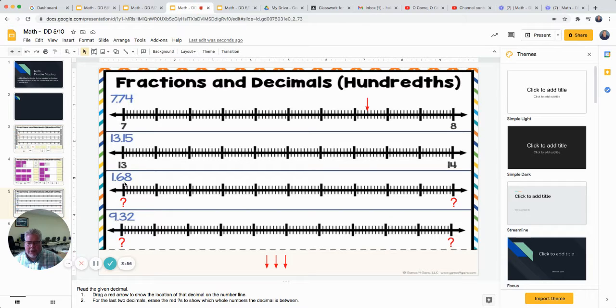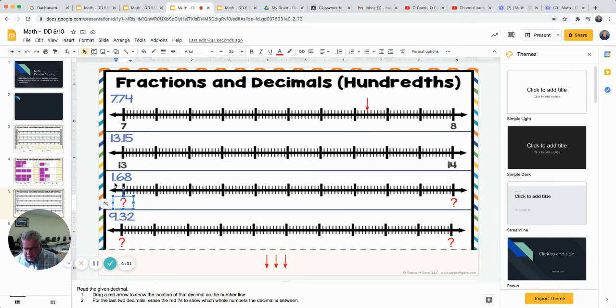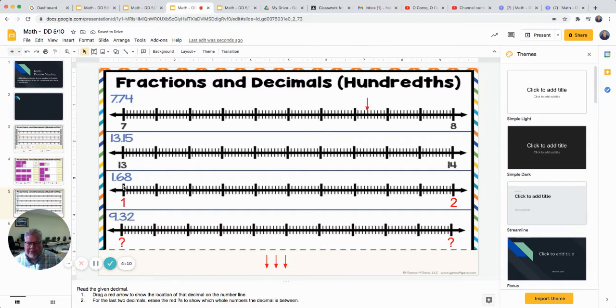But this one, we've got 1 and 68 hundredths. What's that between? Well, it's more than 1, but it's less than 2, isn't it? So it's between 1 and 2 on a number line. 1 and 68 hundredths, let's count by 10. 10, 20, 30, 40, 50, 60, and let's go over 61, 2, 3, 4, 5, 6, 7, 8, and 1 and 68 hundredths would be right there. All right, so you do those two and figure out what 9 and 32 hundredths would be between.